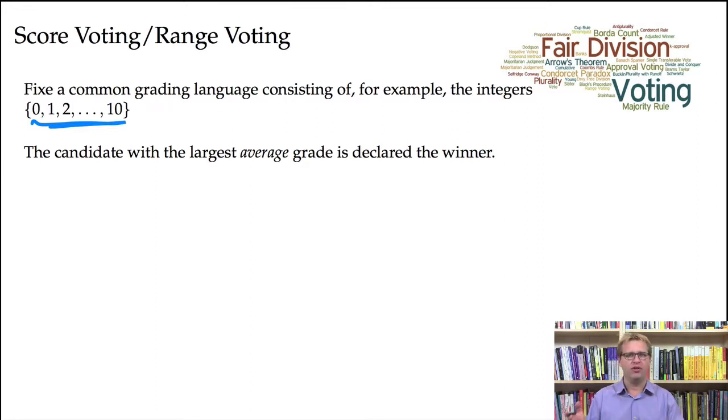It could be 0 through 100. It could be 1 through 100. It could be 10 through 20, 10 through 100. Whatever you want, whatever makes sense for your decision problem. But let's fix a set of numbers. It really needs to be numbers because the candidate with the largest average grade is declared the winner.